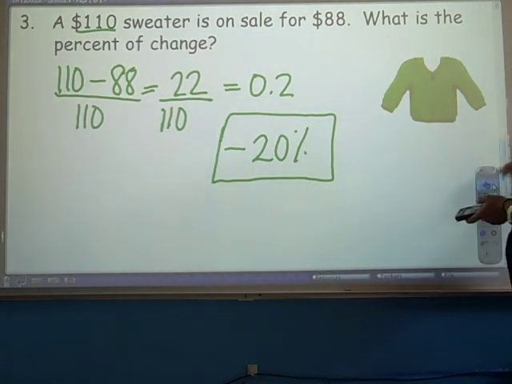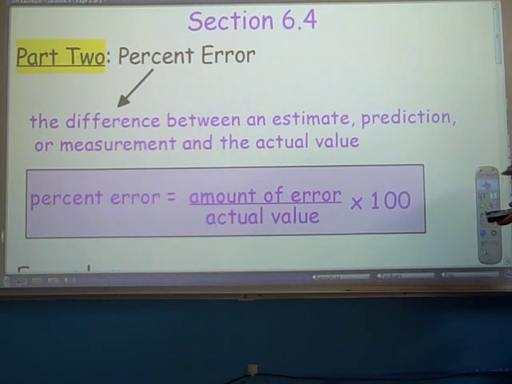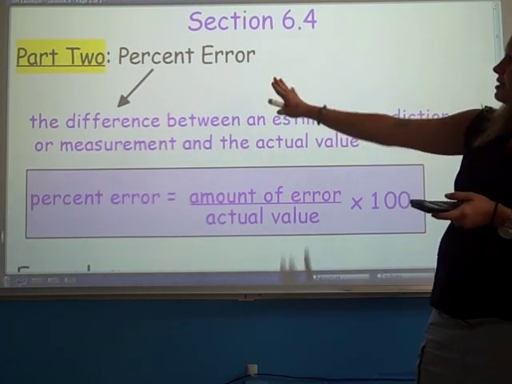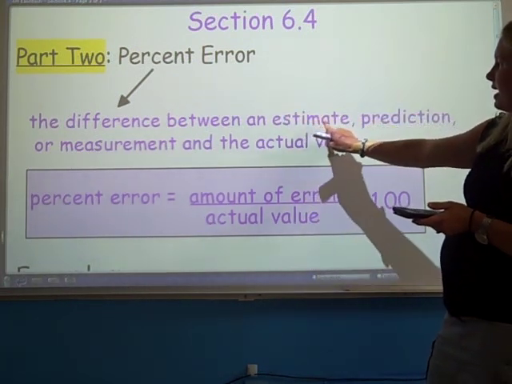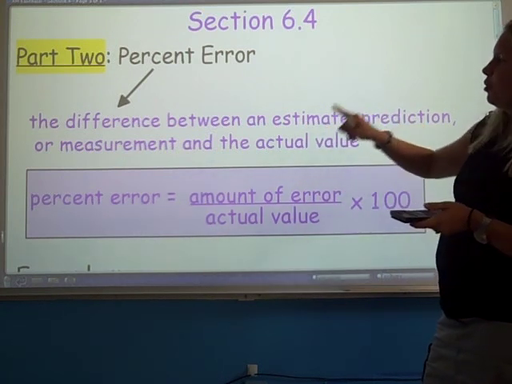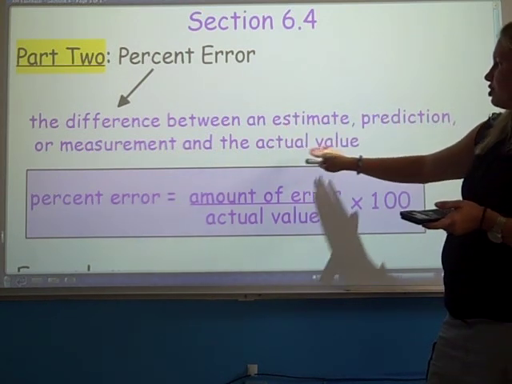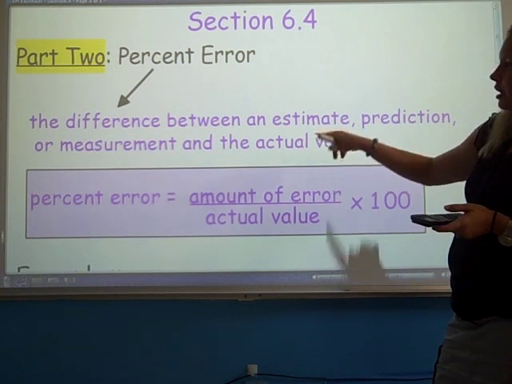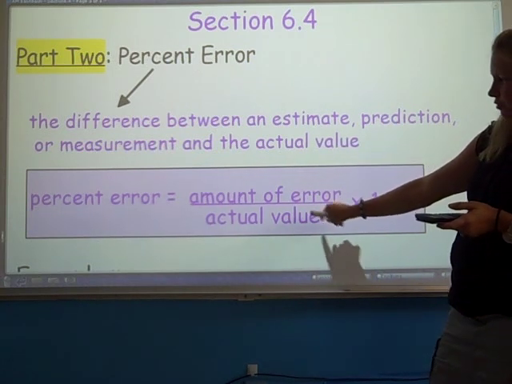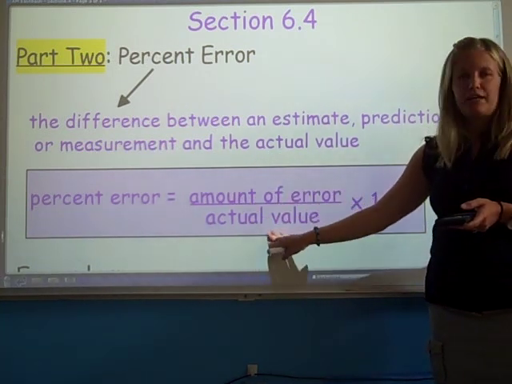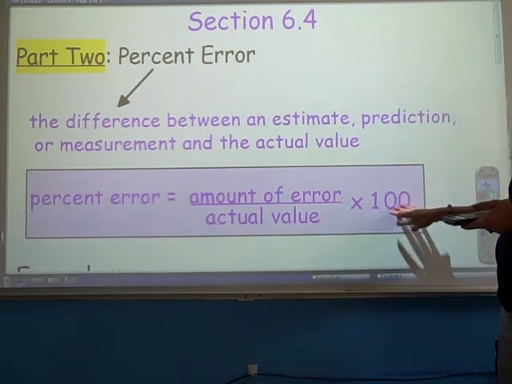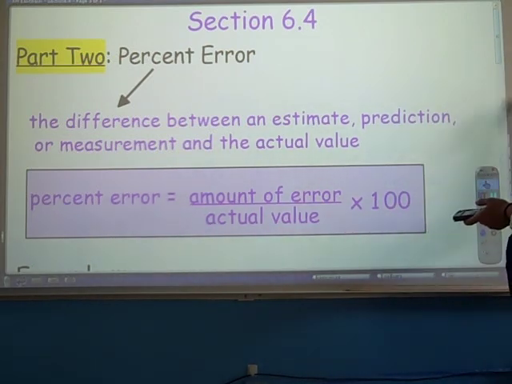Okay, so now let's do percent error, part 2. Percent error is the difference between an estimate, a prediction, or a measurement and the actual value. Here's the formula. You find the amount of the error and put it over the actual, and then you're going to change it to a percent by multiplying by 100.